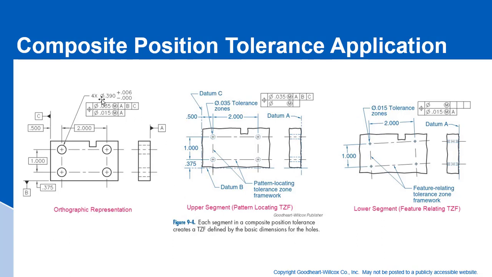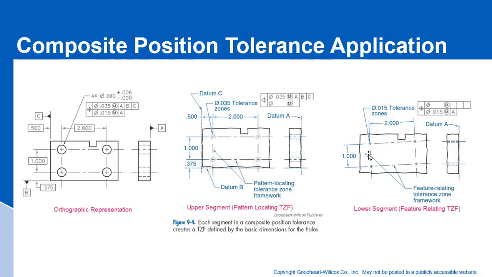And then that's the pattern locating tolerance zone framework, and that's what we're shown right here. We have the three datums drawn in here conceptually. We have the locations from the tolerance zone framework shown in here, and we are holding these holes to a 35 thousandths diametral tolerance zone at MMC.